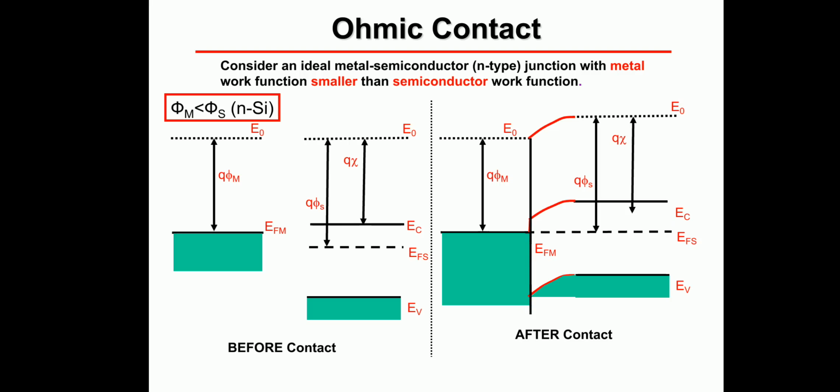Unlike the rectifying contact, here no depletion region occurs in the semiconductor, because the electrostatic potential difference required to align the Fermi level at equilibrium calls for an accumulation of majority carriers in the semiconductor, because the electrons are moving from metal to semiconductor.